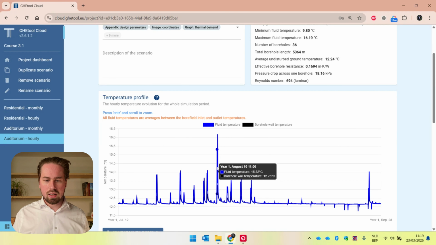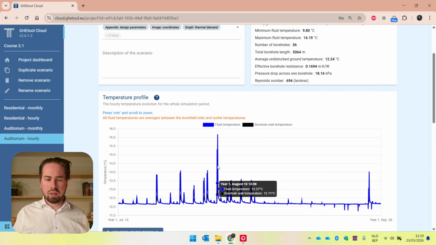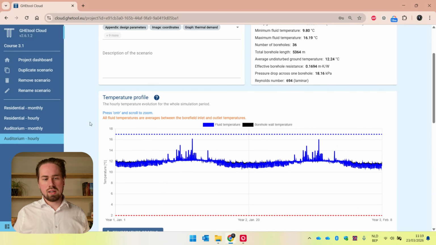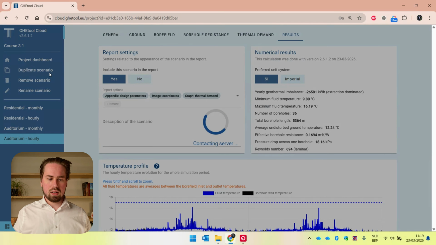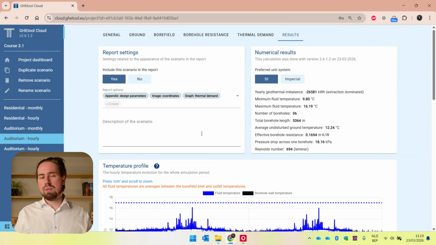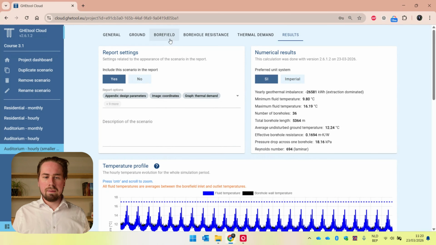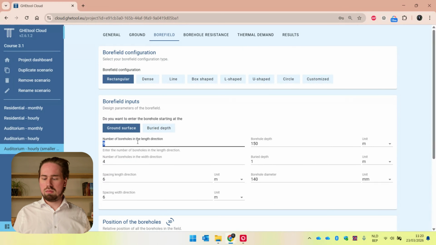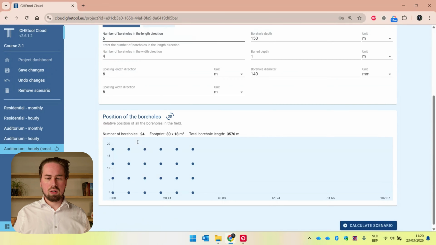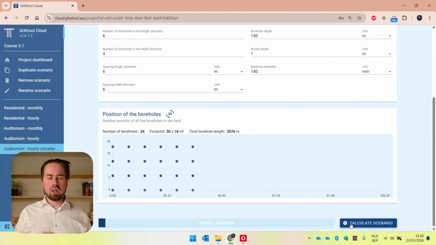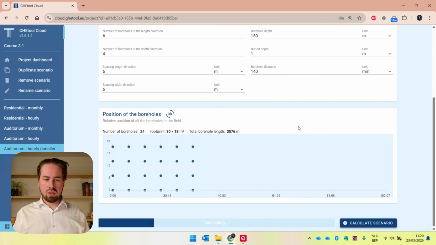In this case, the value is only met during 1 hour. So you can see that saying it's for 8 hours is a total overestimation in this case. And in fact, let's duplicate the scenario and see if we can make this bore field smaller. Let's go to the bore field and let's make it a third smaller, shall we? So we go from 9x4 boreholes to 6x4 boreholes, cutting away 33%.